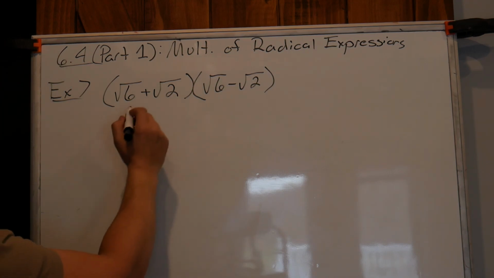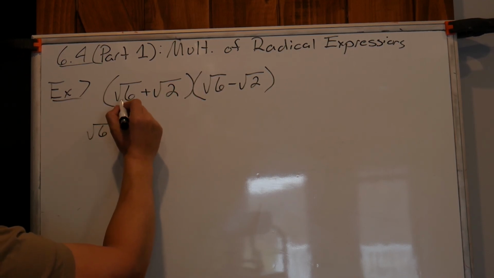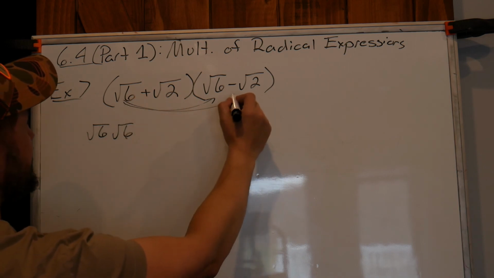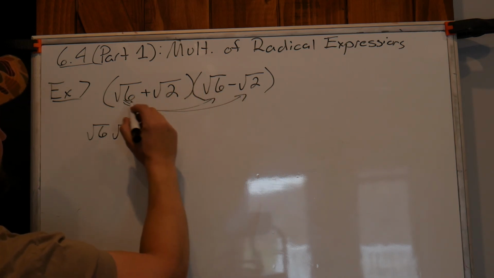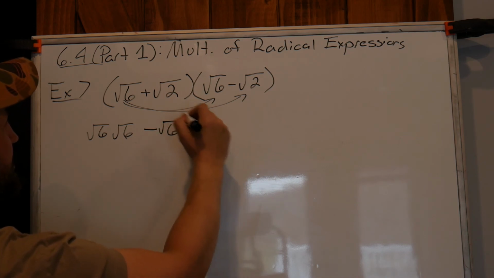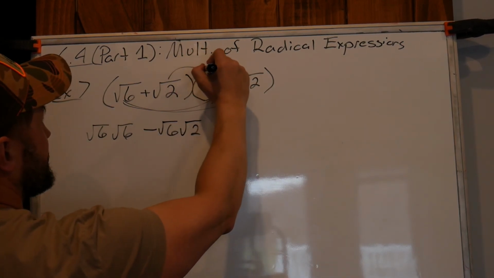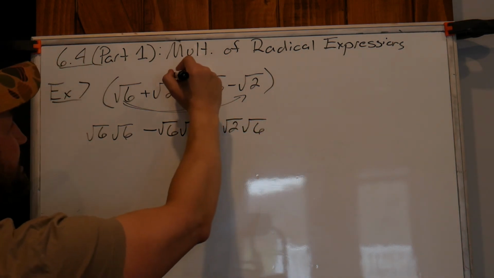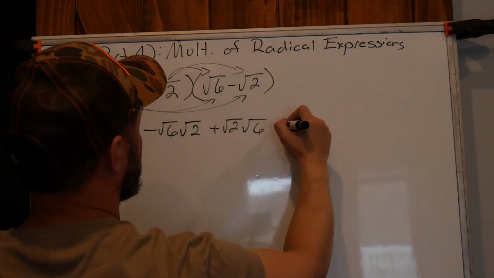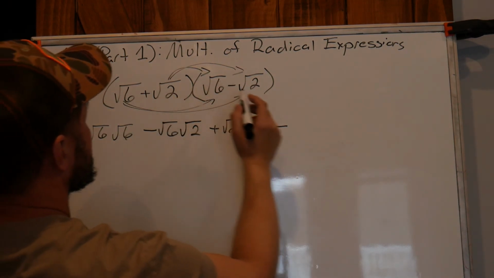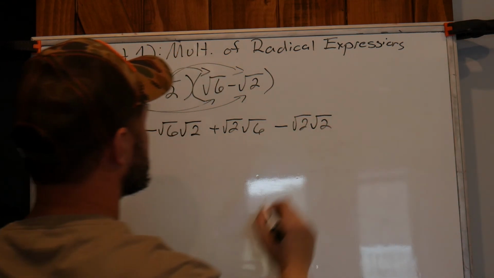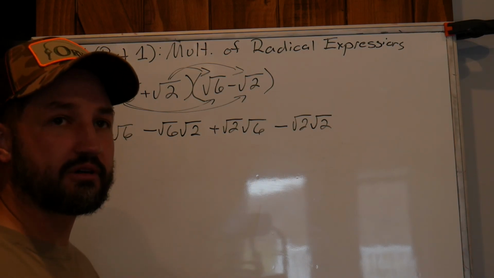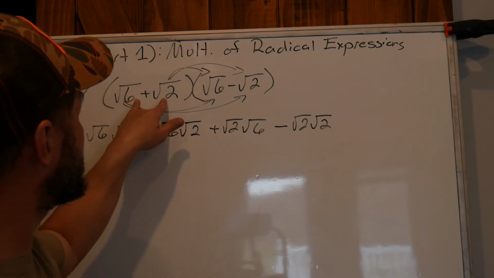So I'm going to take my square root of 6 and multiply by square root of 6. And then I'm going to take my positive, minus negative square root of 6 times square root of 2. Then I'm going to take a positive times a positive, square root of 2 square root of 6. And then a positive times a negative is a negative, square root of 2 square root of 2. Again, remember the rules. A perfect square minus a perfect square is plus minus. We have the plus, we have the minus.